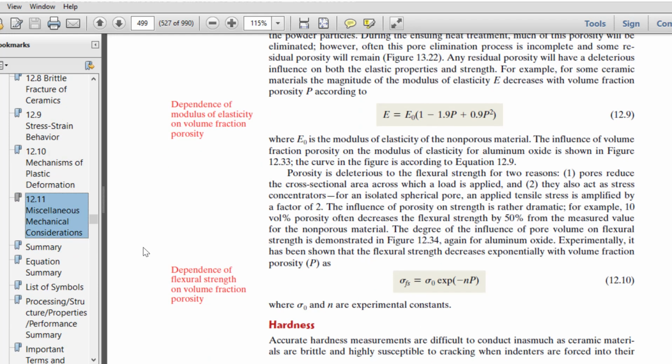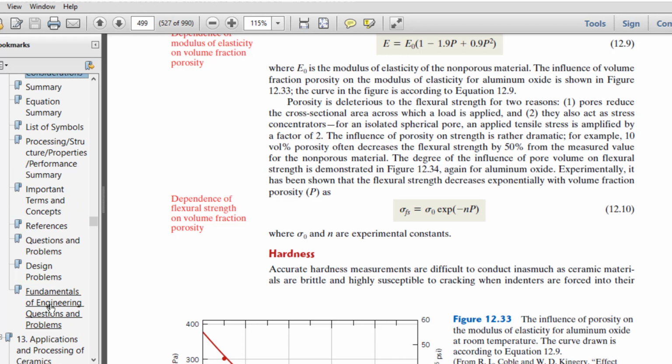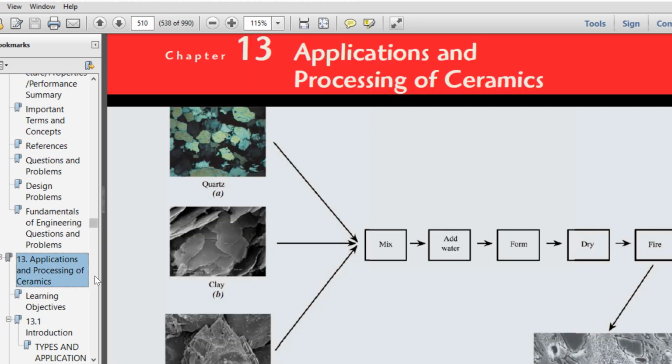12.11 you should leave, okay. So starting from 12.7 to 12.11 you can skip. Then chapter 13 is application and processing of ceramic, okay.